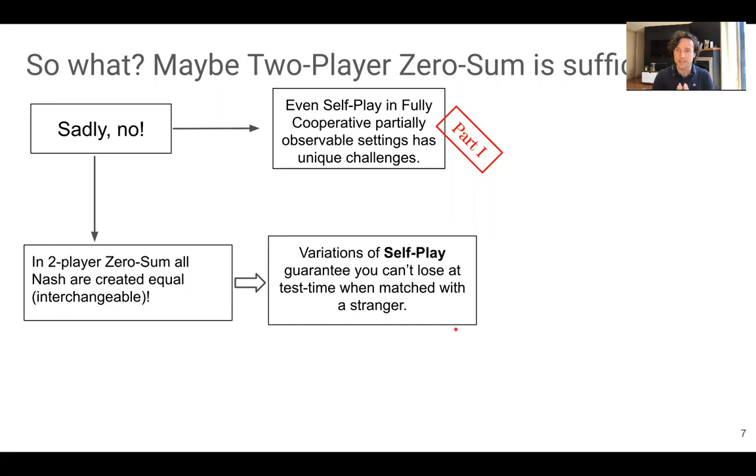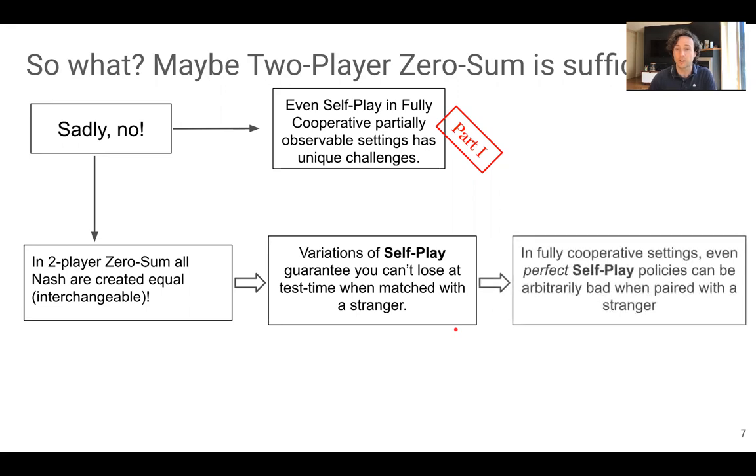So in some sense, self-play is all it takes. Good self-play that finds a Nash equilibrium is guaranteeing you not to lose, not to do poorly at test time. In contrast, in fully cooperative partially observable settings, even a perfect self-play policy can be arbitrarily bad when paired with a stranger that's playing a good policy, right?